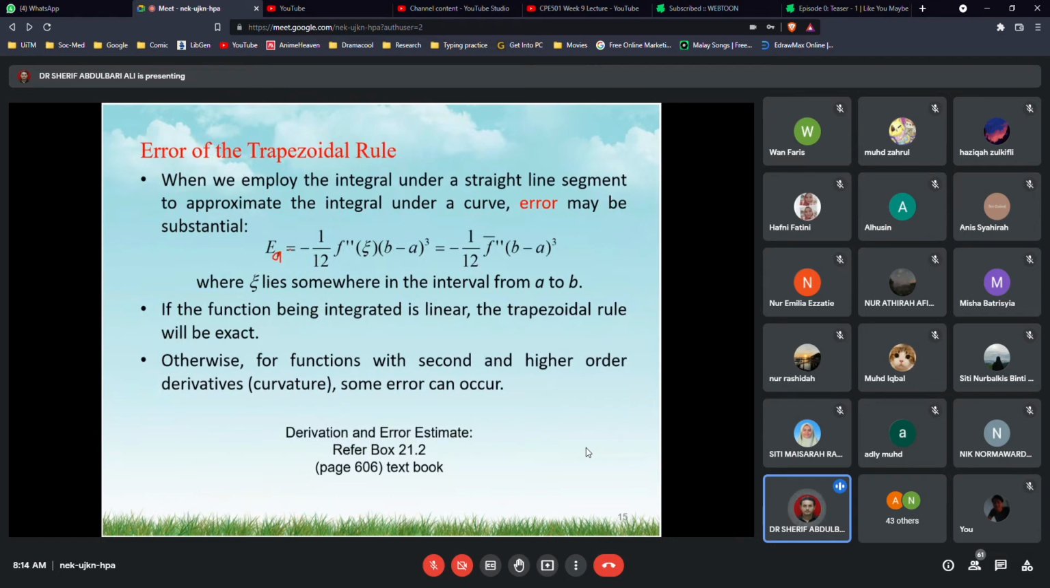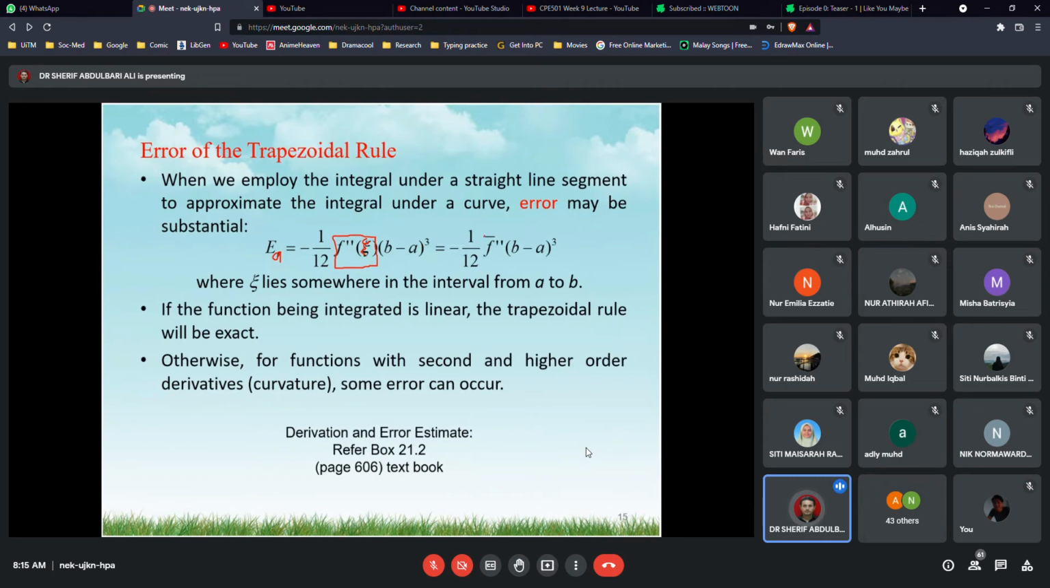This is the equation for how to calculate the error of the trapezoidal rule. It's equal to negative 1 over 12, and you need to find the second derivative of the function. The bar sign here means you need to find the mean of the second derivative of the function. I'm going to tell you how to find this. Times b minus a cubed.